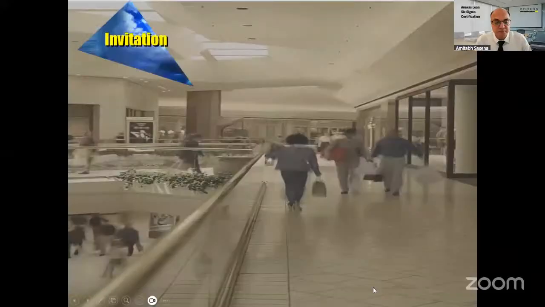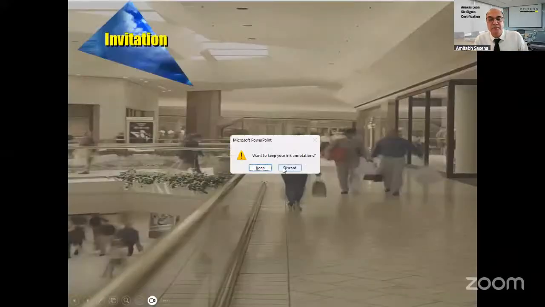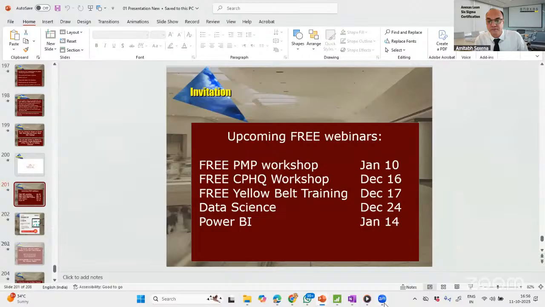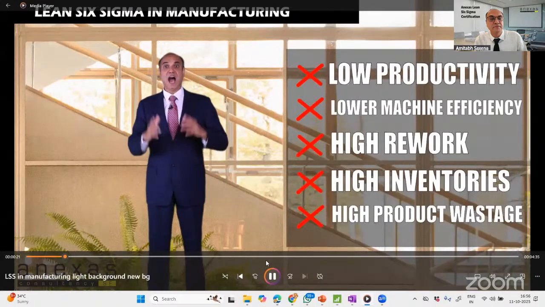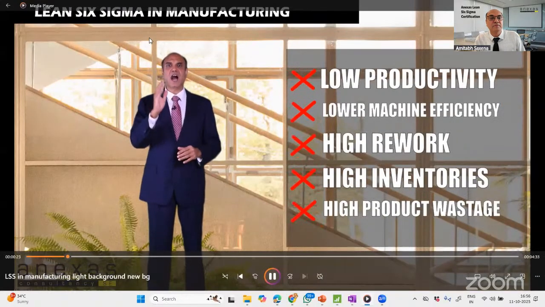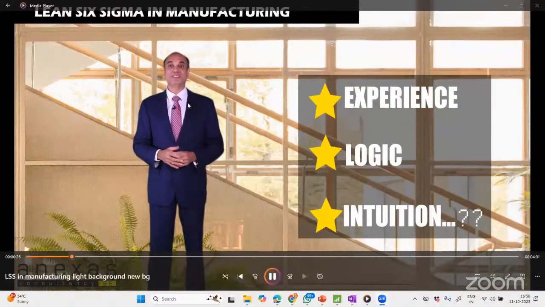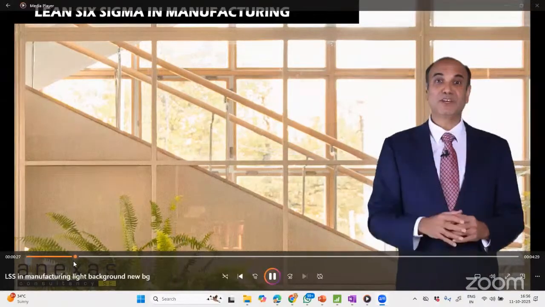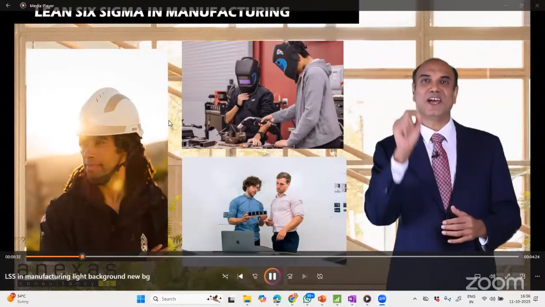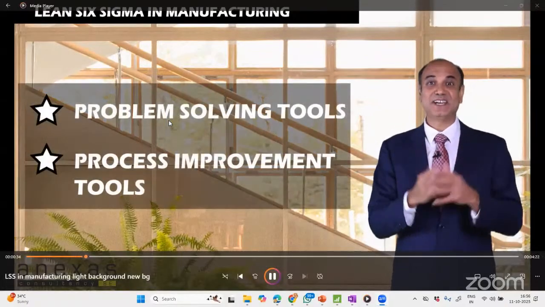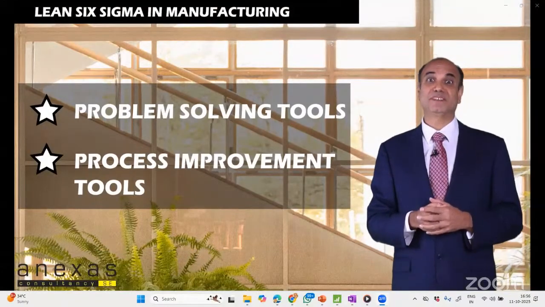We have created is the product of our own thinking, and we cannot improve the world without improving our thinking. The long-term chronic problems of manufacturing companies like low productivity, lower machine efficiency, high rework, high inventories, high product wastage can't be solved using only experience, logic, and intuition. You might be a good operations person, a good engineer, or an excellent operator, but you need to have basic knowledge and understanding of some problem solving and process improvement tools too.